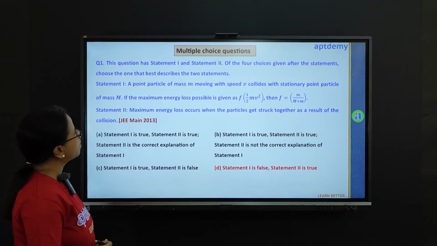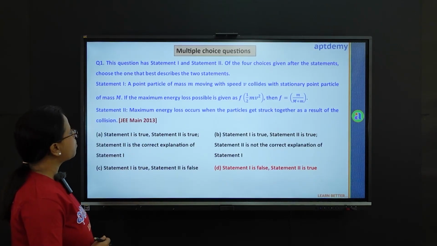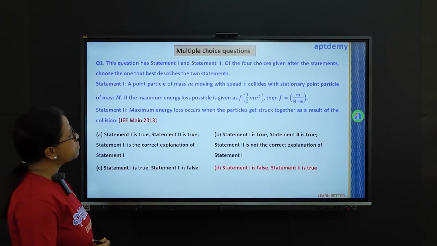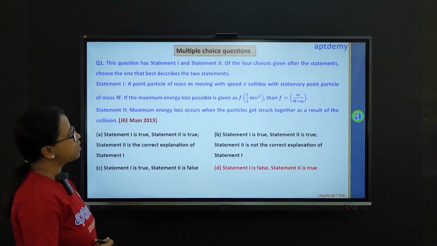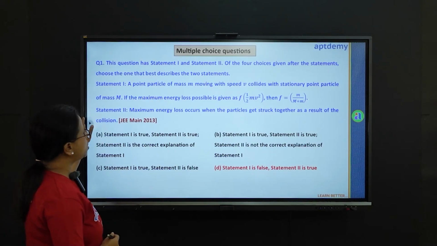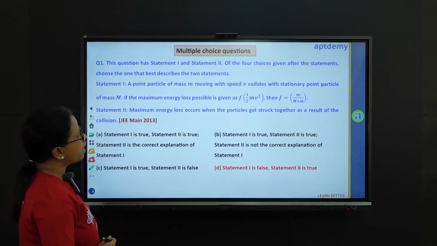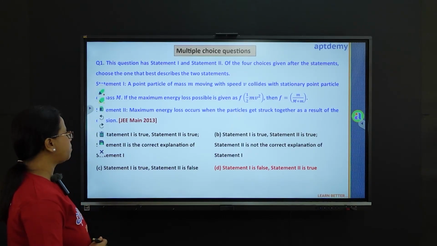The first statement: a point particle of mass little m moving with speed v collides with a stationary point particle of mass capital M. If the maximum energy loss possible is given as F of half mv square, then F is equal to little m by capital M plus small m. Statement 2: maximum energy loss occurs when the particles get stuck together as a result of collision.